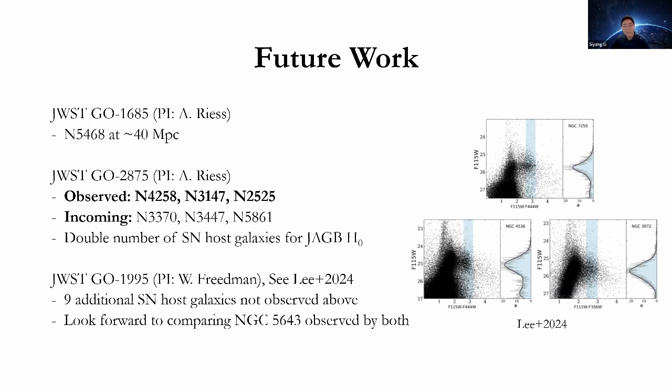2875. They have published a preliminary analysis of some of their galaxies, and I'm showing their color magnitude diagrams on the right here, so I encourage you to look at that. That's led by Abby Lee. What will be interesting is that both 1995 and 1685 observed NGC 5643. And so it'll be very interesting to compare the results, both JAGB and Cepheids, from those 2 independent programs.